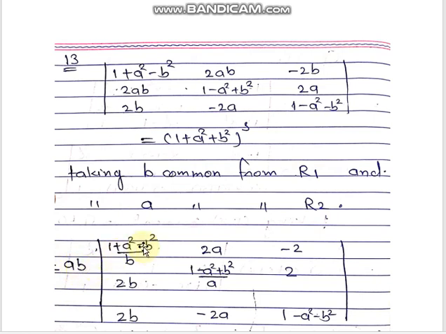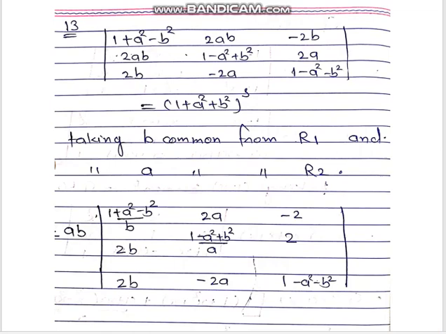So the first row will be 1 plus a square minus b square upon b, 2a, minus 2. Here 2b, 1 minus a square plus b square upon a. Why? Because we took a common from row 2. That's why we are multiplying and dividing. Now here we have 2, then the third row as it is.